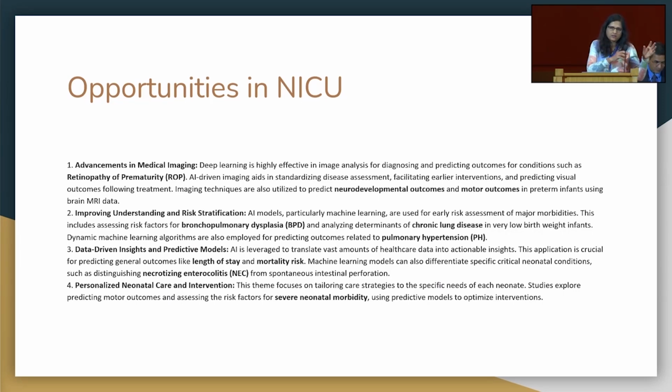This study looked at other studies that have used AI in this particular application. So, advancement in medical imaging: deep learning is highly effective in image analysis and diagnosis and prediction of outcomes such as retinopathy of prematurity. With the assistance of AI, they can define ROP and be more objective about it. Some studies are also looking to predict neurodevelopmental and motor outcomes in preterm infants using brain MRI data. They developed AI algorithms to look at the MRI data and extract information that would help in predicting neurodevelopmental outcomes and motor outcomes.